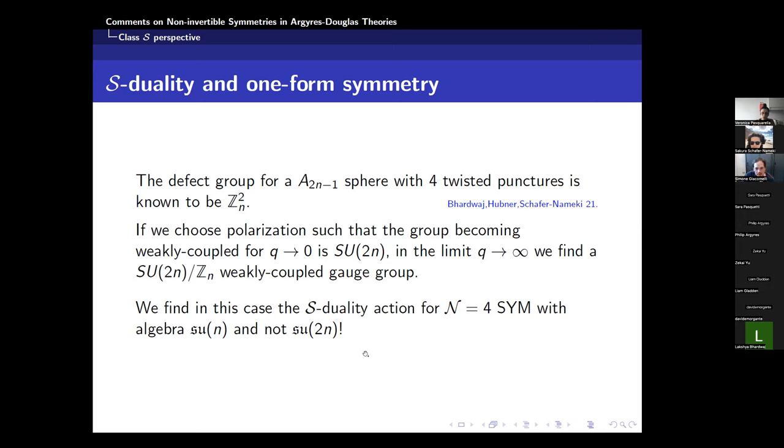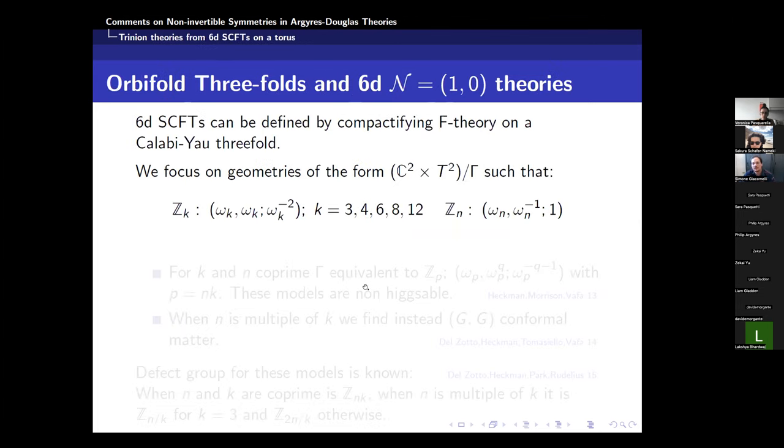Okay. So here we have considered only trinions involving four metal sectors. What about the cases with three? Now we cannot exploit any class S realization with regular punctures only, and we have instead to consider something else. What we will do is to realize these theories from the compactification of 6D models with minimal supersymmetry on a torus.